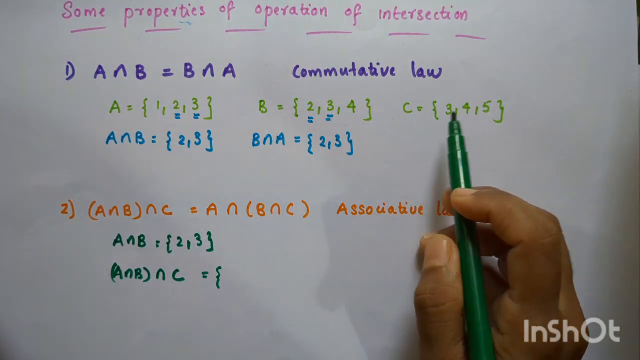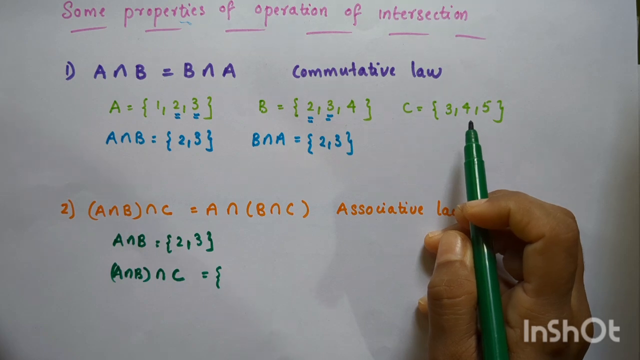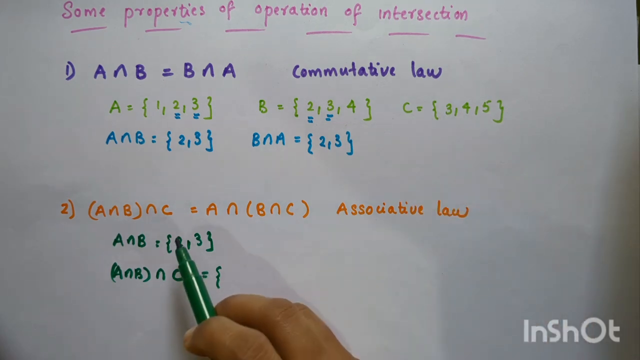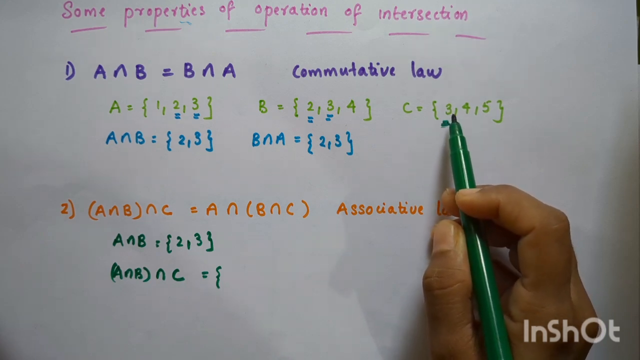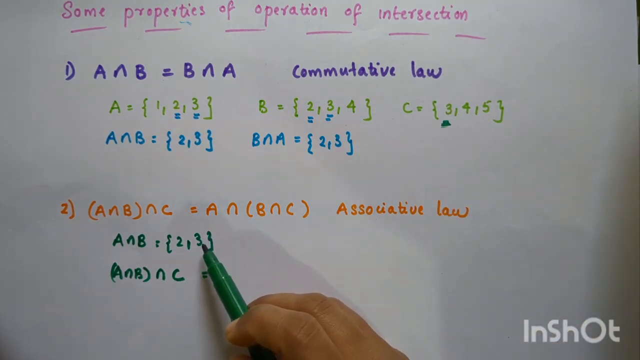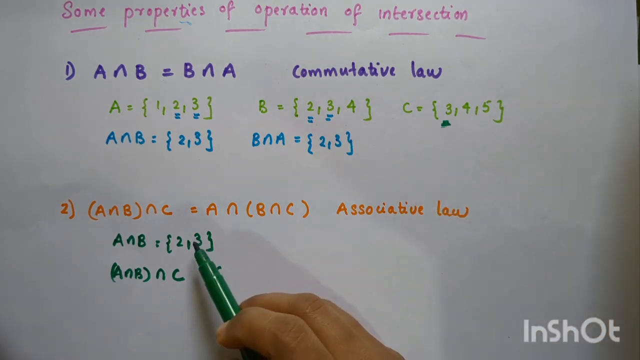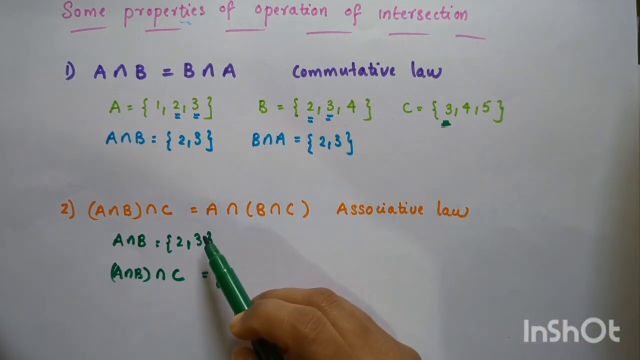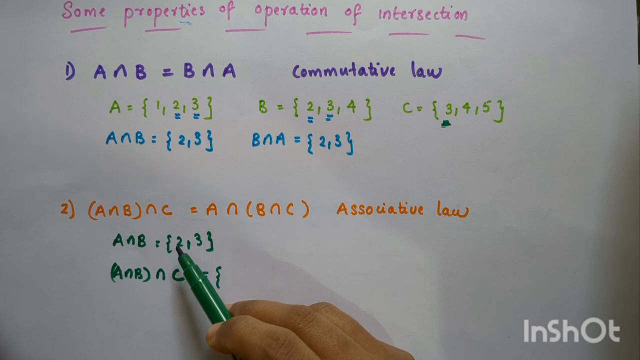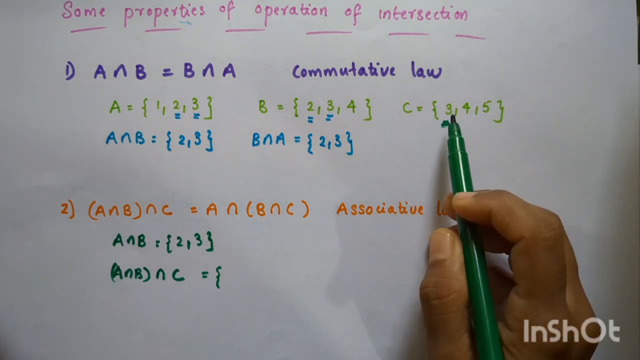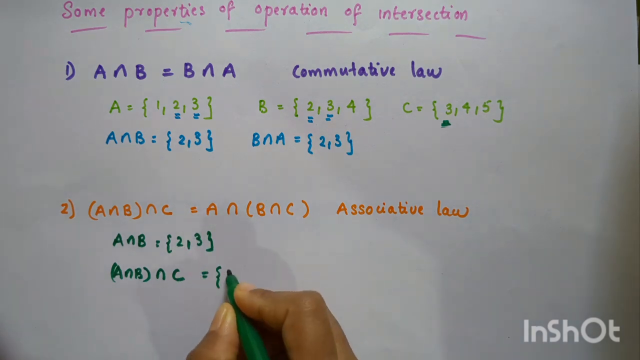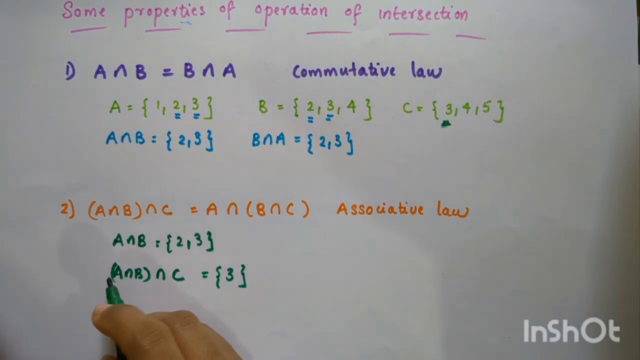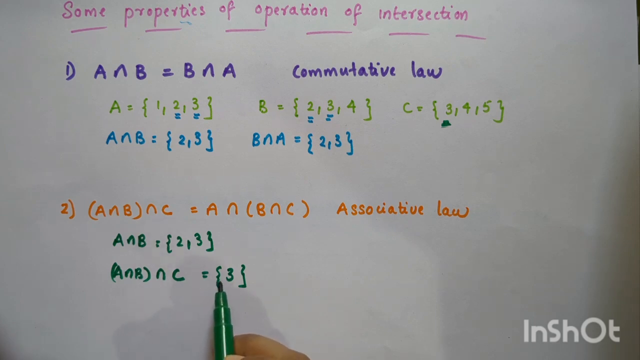In set C we have 3, 4, 5 elements. So the common elements belonging to both A intersection B and C are actually 3, because in C we have 3 which is present in A intersection B. We have 4, not in A intersection B. We have 5, not in A intersection B. Similarly, here we have 2 which is not in C. So, the only element common to both C and A intersection B is 3. Alright, so A intersection B intersection C is this set which has only one element, 3.